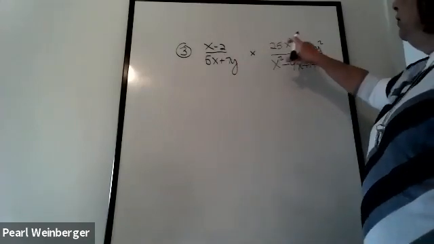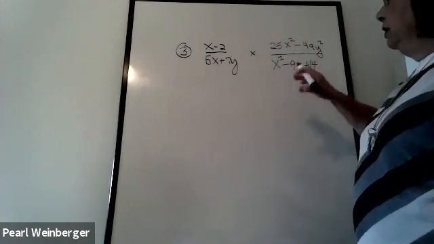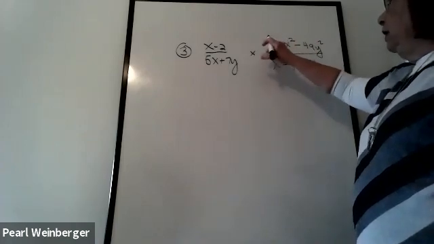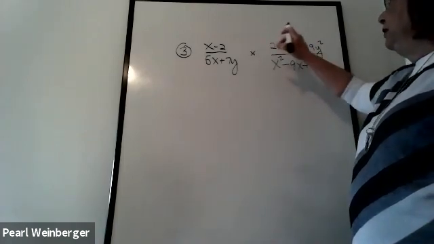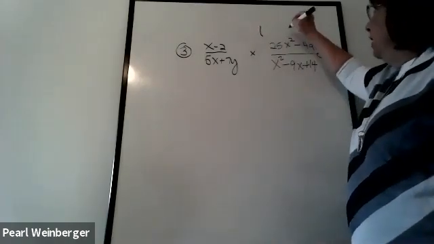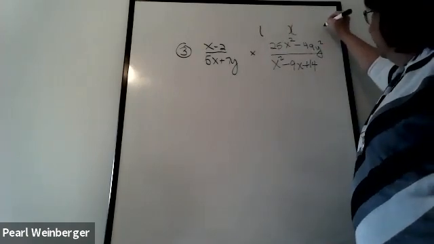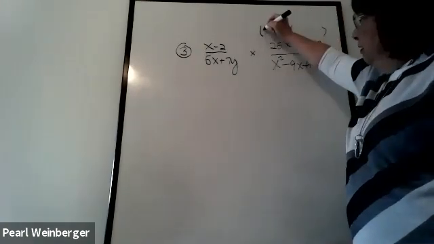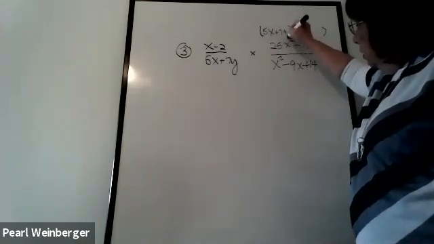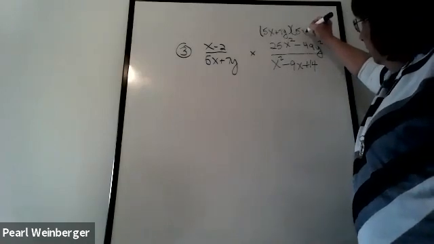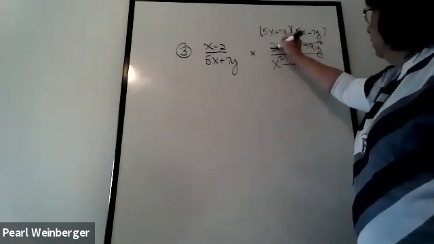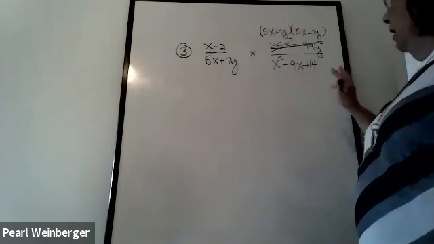So let's go to the 25x squared minus 49y squared. That is the difference of squares. 25x squared is 5x times 5x. 49y squared is 7y times 7y. I'm just going to write this on top. Remember, this gives us conjugate binomials: 5x plus 7y and 5x minus 7y.